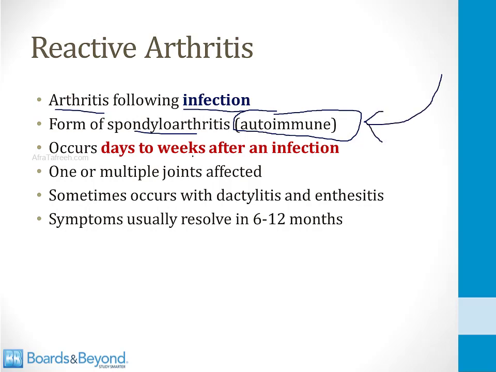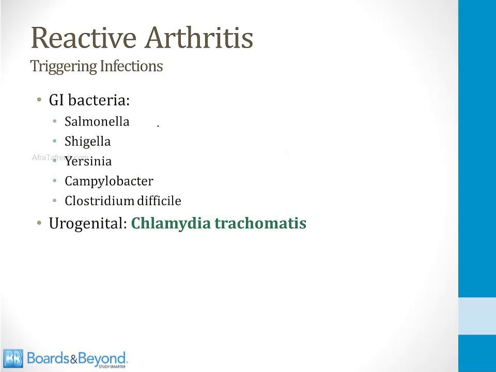This form of arthritis occurs days to weeks after an infection. There can be 1 or multiple joints affected, and it sometimes occurs with dactylitis and enthesitis, and that's why it's considered a form of seronegative spondyloarthritis. And usually this is a temporary condition. The symptoms resolve in a few months to a year. The bacteria that are known to cause infections that trigger reactive arthritis are listed on the slide here. These bacteria either cause a GI infection or a urogenital infection.